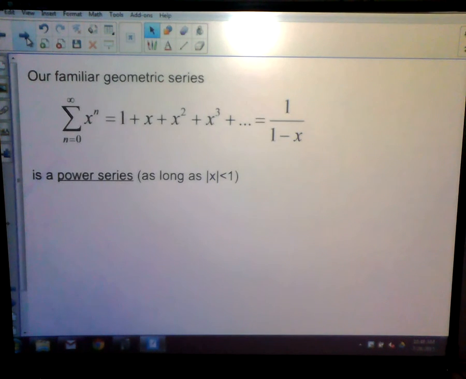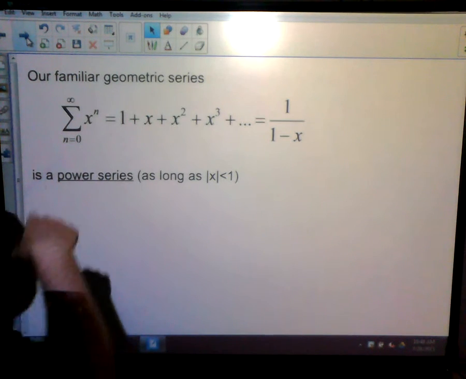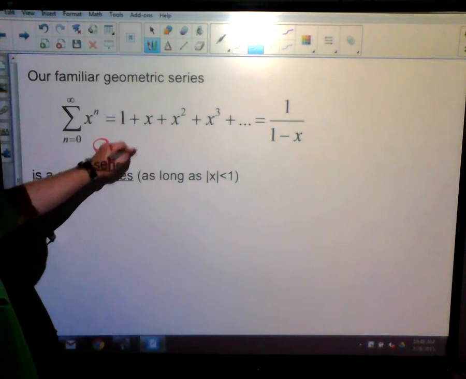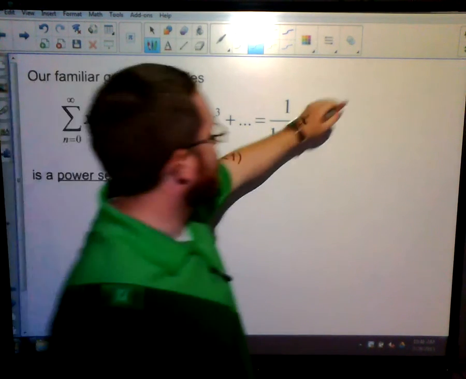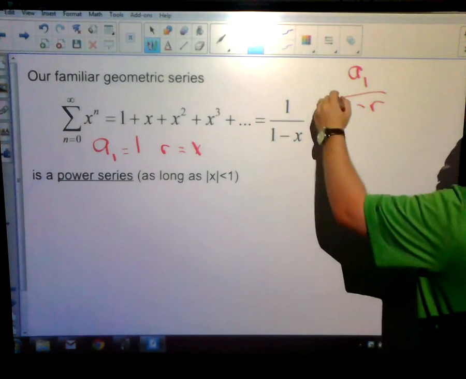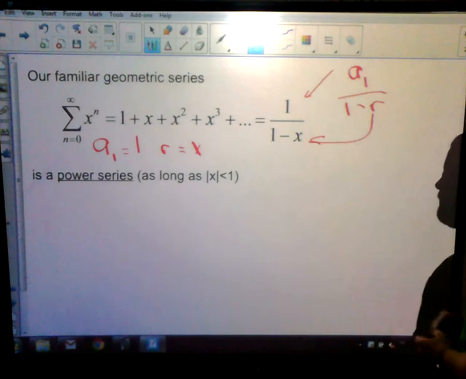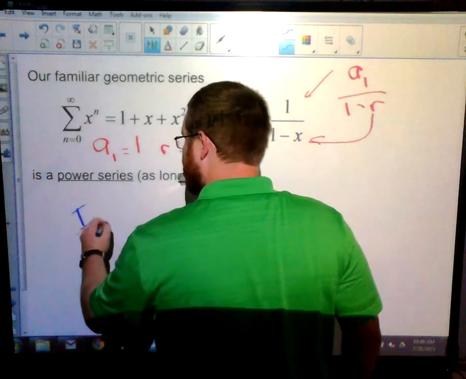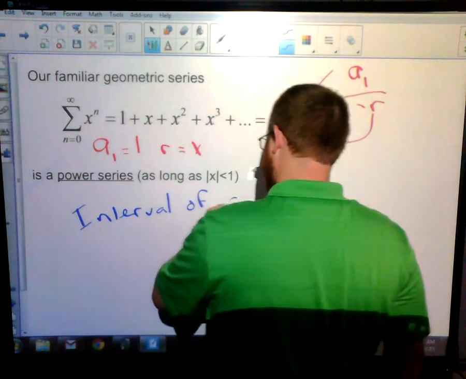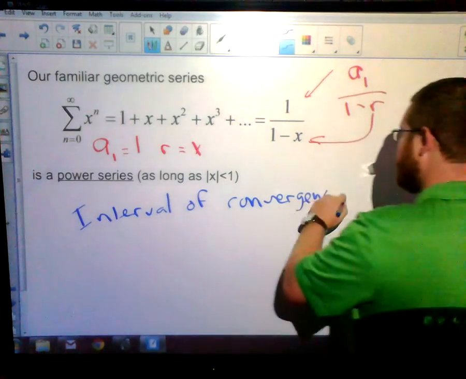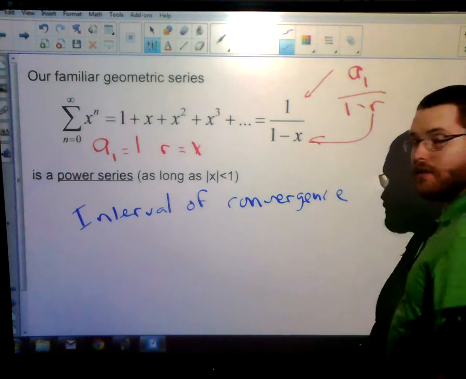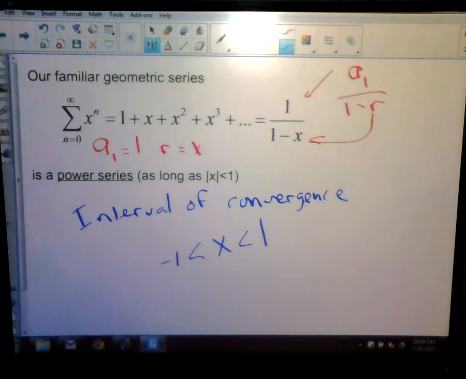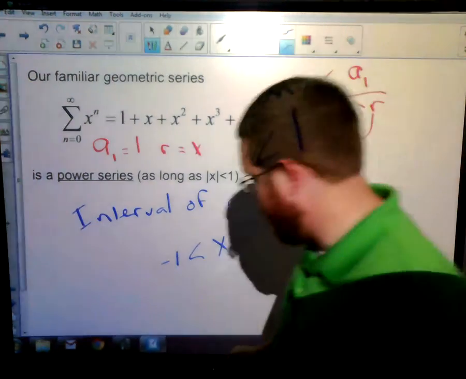We already know a power series. 1 plus x plus x squared plus x cubed. We talked earlier about how this is a geometric series with a sub 1 equal to 1 and r equal to x. So it's a sub 1 over 1 minus r, or 1 over 1 minus x, as long as the absolute value of x is less than 1. So we say that the interval of convergence is between what two numbers? Well, x has got to be less than 1 and greater than negative 1. So that's a geometric series, which is a power series.